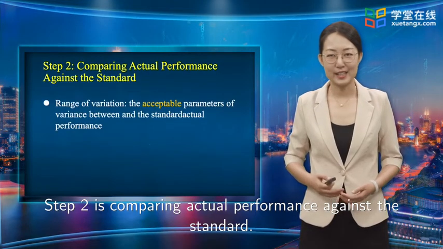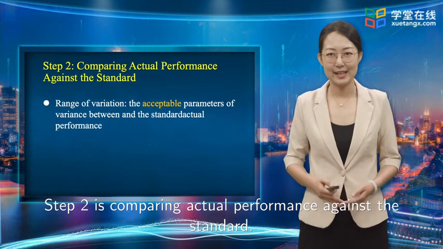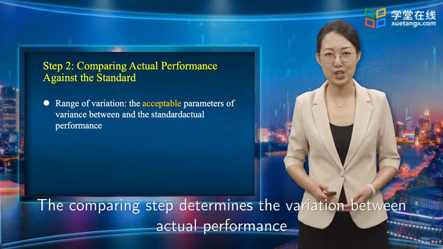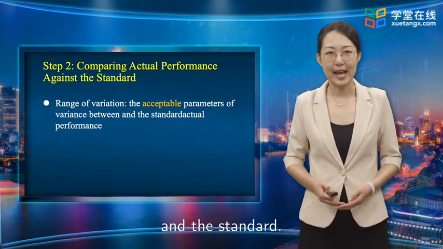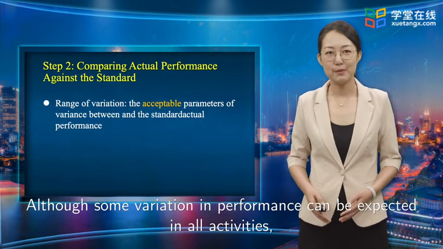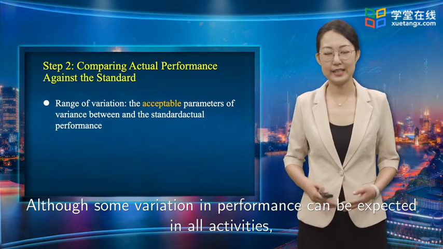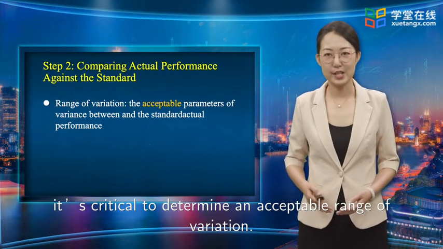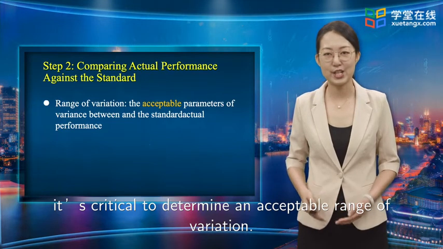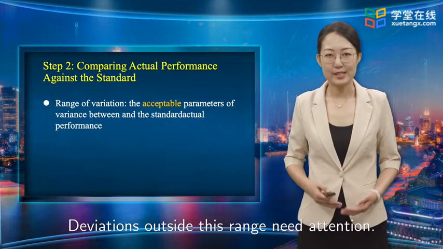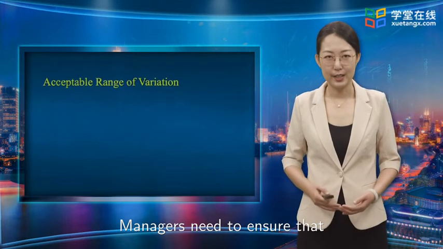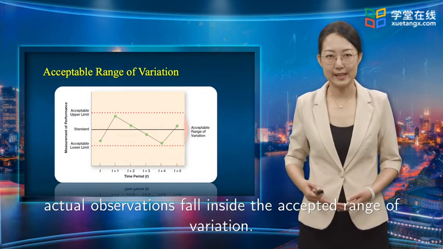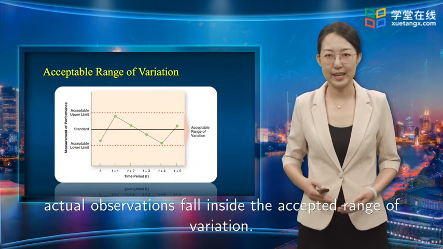Step 2 is comparing actual performance against the standard. The comparing step determines the variation between actual performance and the standard. Although some variation in performance can be expected in all activities, it is critical to determine an acceptable range of variation. Deviations outside this range need attention. Managers need to ensure that actual observations fall inside the accepted range of variation.